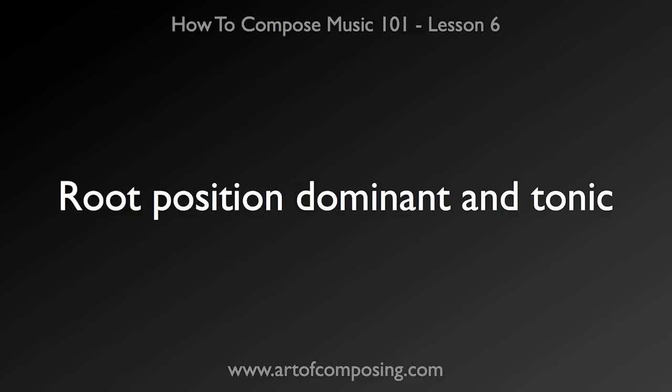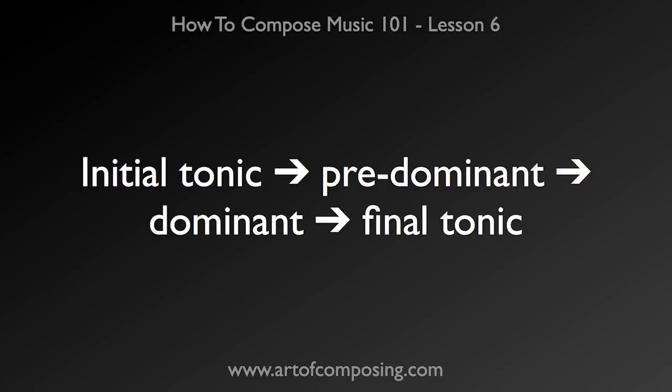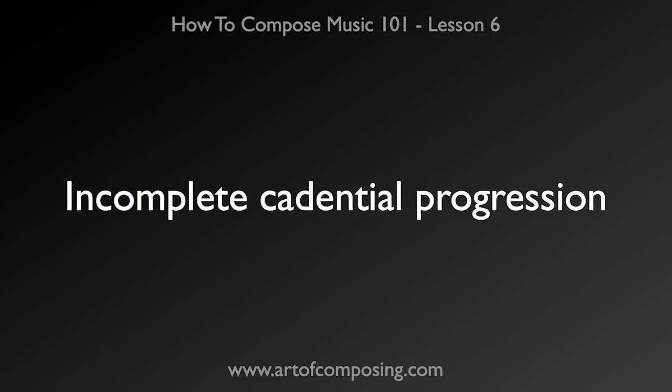To do this, it must contain the dominant and the tonic chords in root position. This becomes especially important when you want to confirm a new key after a modulation or in a subordinate theme. The complete authentic cadential progression has an initial tonic, a predominant, a dominant, and then a final tonic. If it is missing the initial tonic or predominant, it is considered an incomplete cadential progression.